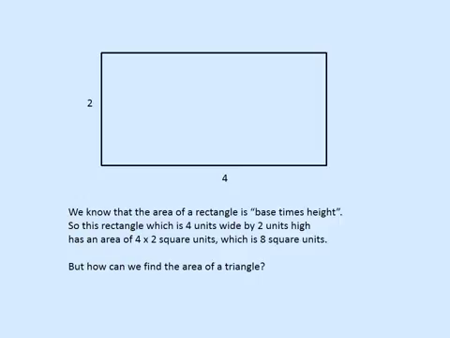In this case, our rectangle is 4 units wide and 2 units high. So to find the area, we multiply the width, which is 4, by the height, which is 2, and we get 4 times 2, which is 8 square units. But how will this help us find the area of a triangle?